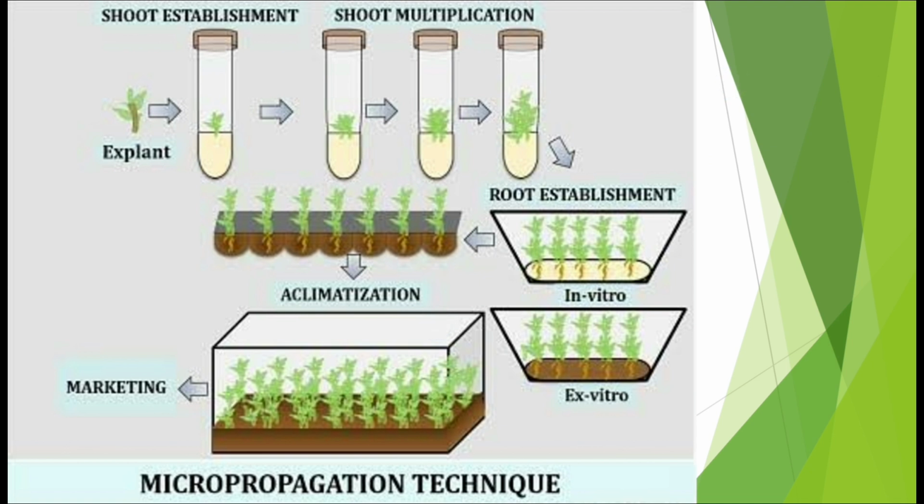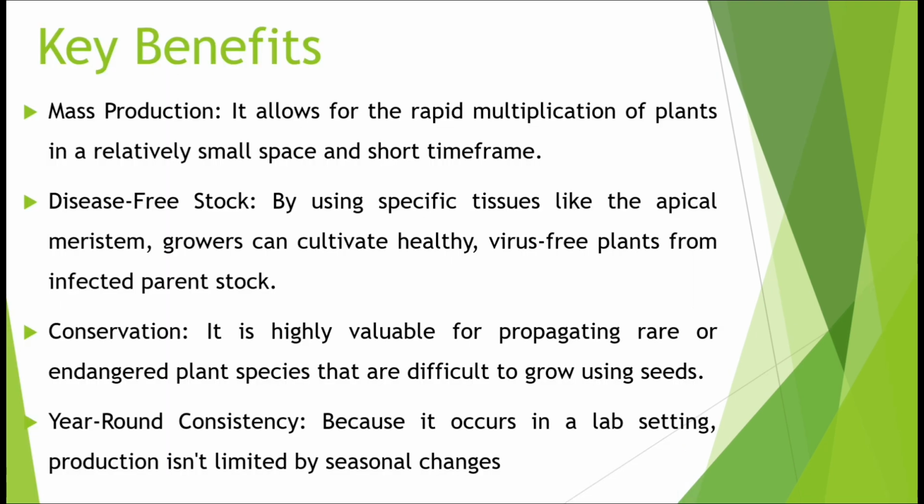So this is the diagrammatic representation of the different stages of the micropropagation technique. After acclimatization, we can completely expose our plants to field conditions. Now, what are the key benefits of our micropropagation technique?